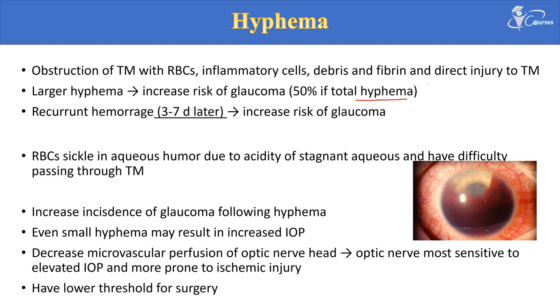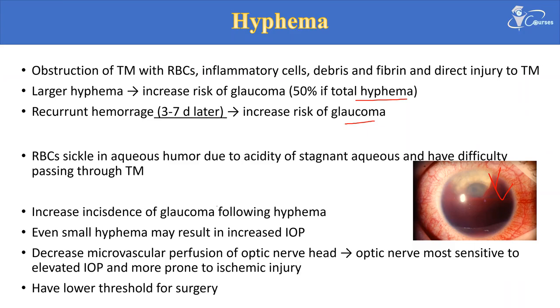Recurrent hemorrhage, or hemorrhage between the 3rd to the 7th day, will increase the risk of glaucoma. So there will be lysis of the clot. If there is a presence of a clot, we need to check the patient between the 3rd to 7th day, because the lysis of this clot will result in increasing the risk of glaucoma.